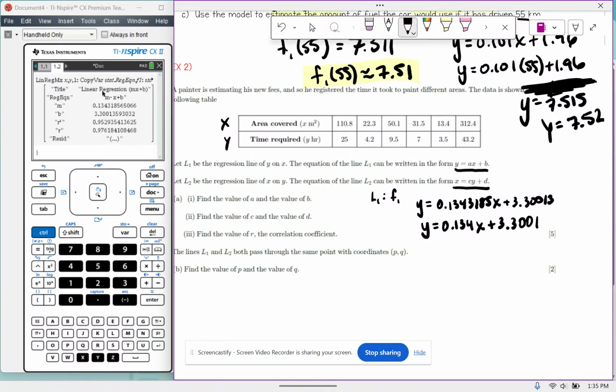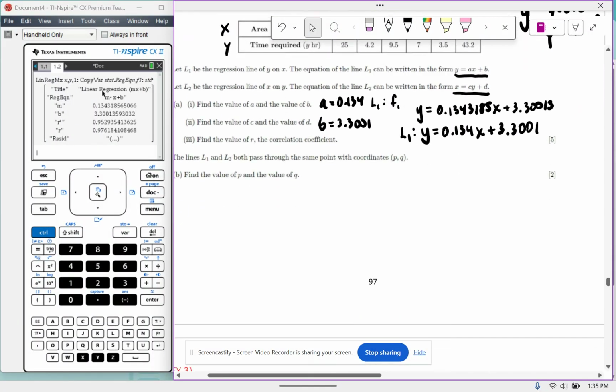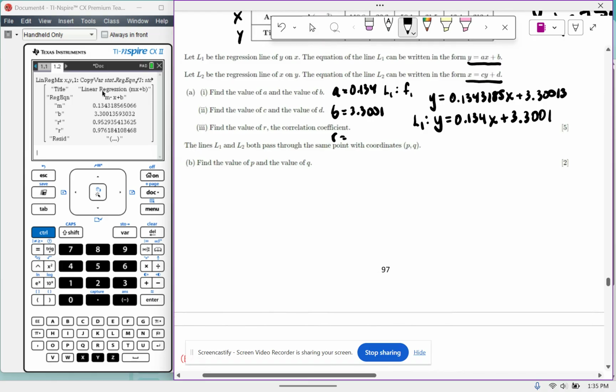Okay, so this is my stuff. This is what I got before. Yep, looks good. Okay, so now this is L1. So A is 0.134, B is 3.3001. Okay, find the value of R, the correlation coefficient. Oh, that's right here. 0.976. And that came from, oh wait, no, this is the rounded version. And that came from, what?